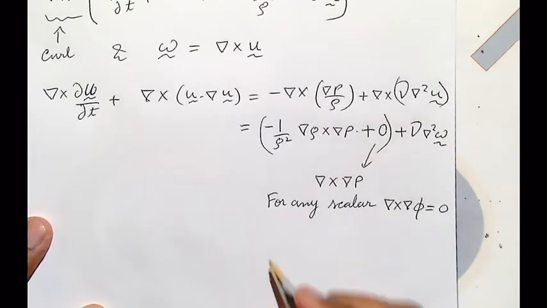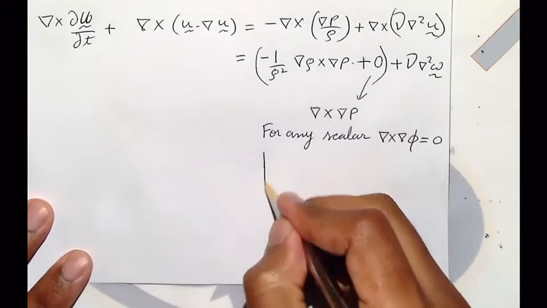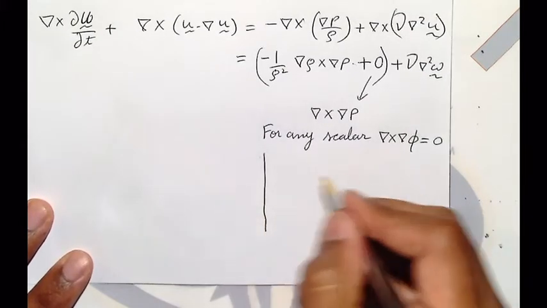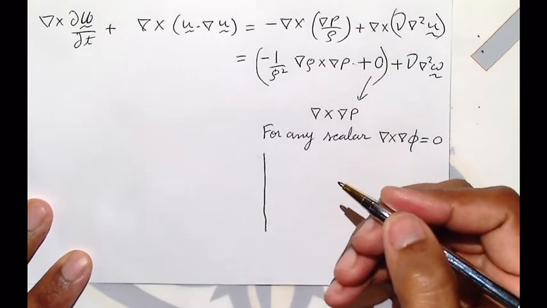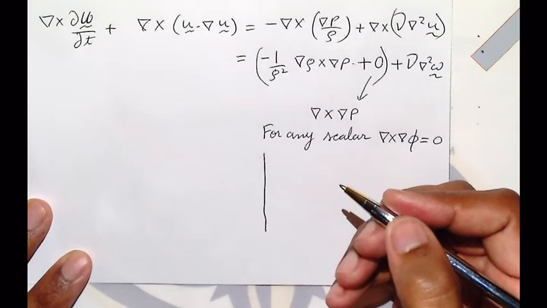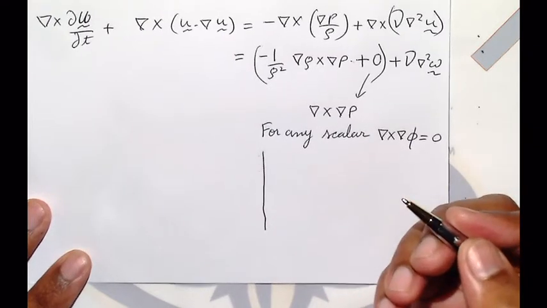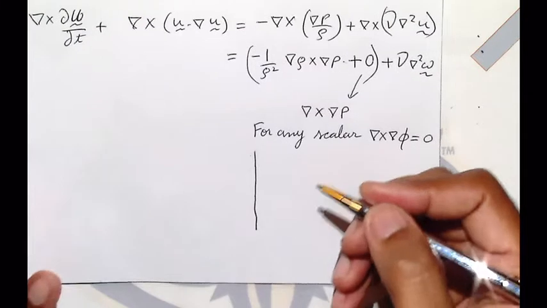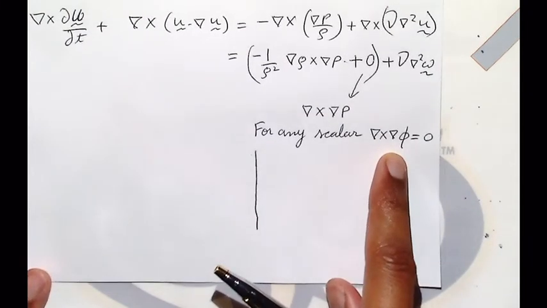This is very easy to see. You can just expand out the cross product. Mathematically it's 0 because the vectors are perpendicular to each other. It's obvious that nabla cross nabla phi is 0 for every property.